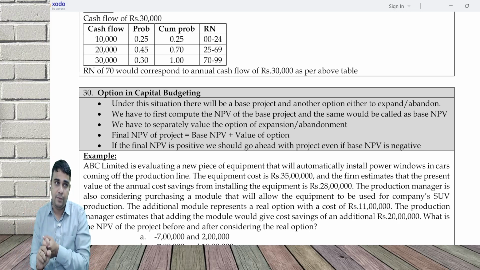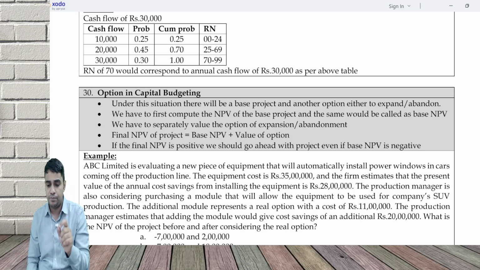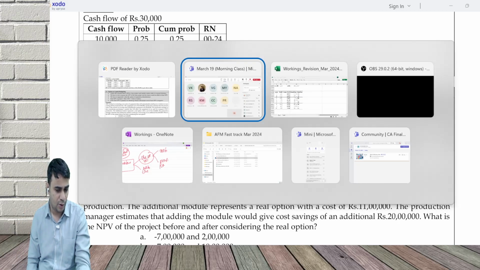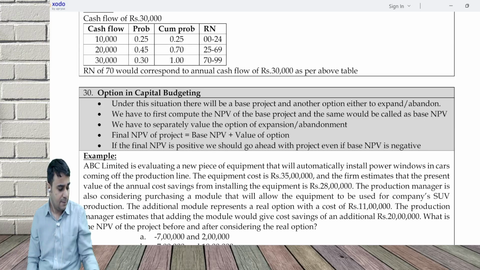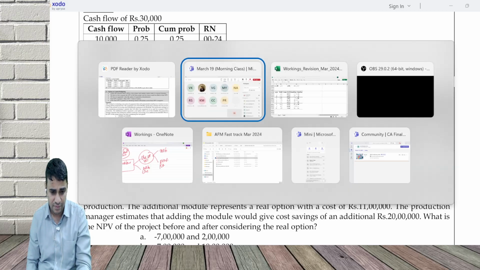Simple logic we are trying to do here is, sorry, can you please be on mute? Your voice is breaking. Sorry.